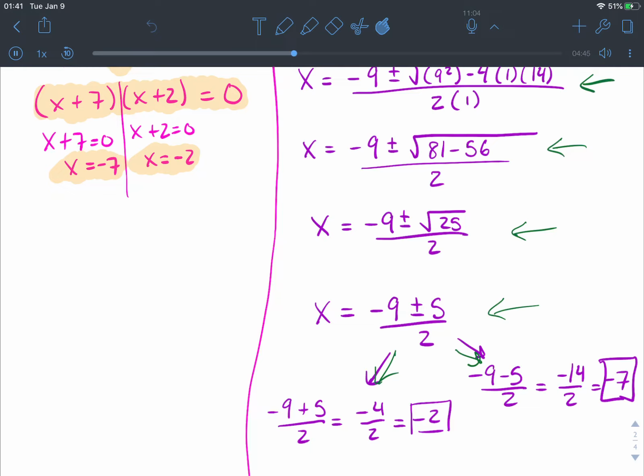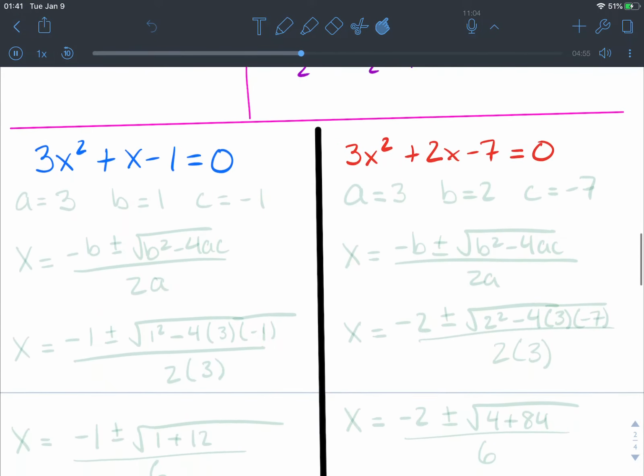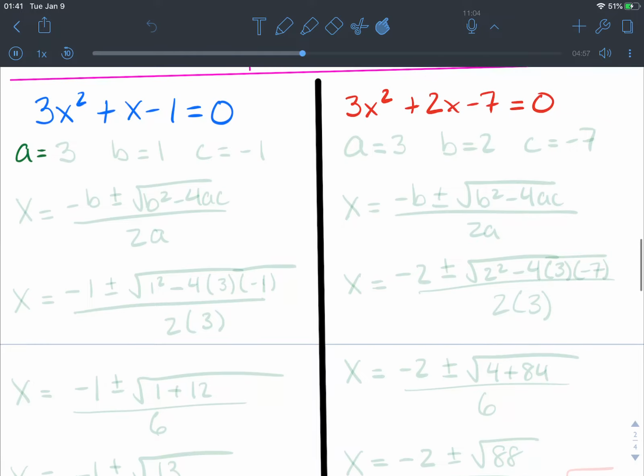So I just wanted to keep it simple for you guys. But what is it going to look like if we do it together? So we have the blue equation, and we know a is equal to 3, b is equal to 1, and c is equal to negative 1. So the first thing I'm going to do is rewrite this again.